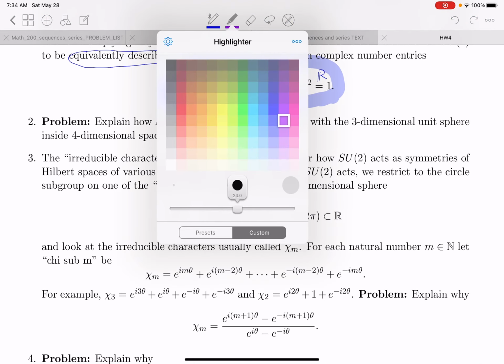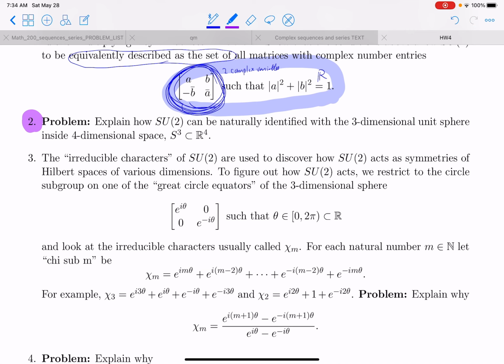All right, next. So on problem 2, you can start on problem 2 without solving problem 1, provided you take the result of problem 1 and use it for problem 2. And so this one's actually pretty easy when you think about it. 2 complex variables is basically R4. 1 real equation should somehow, you have to explain, give a 3-dimensional unit sphere.